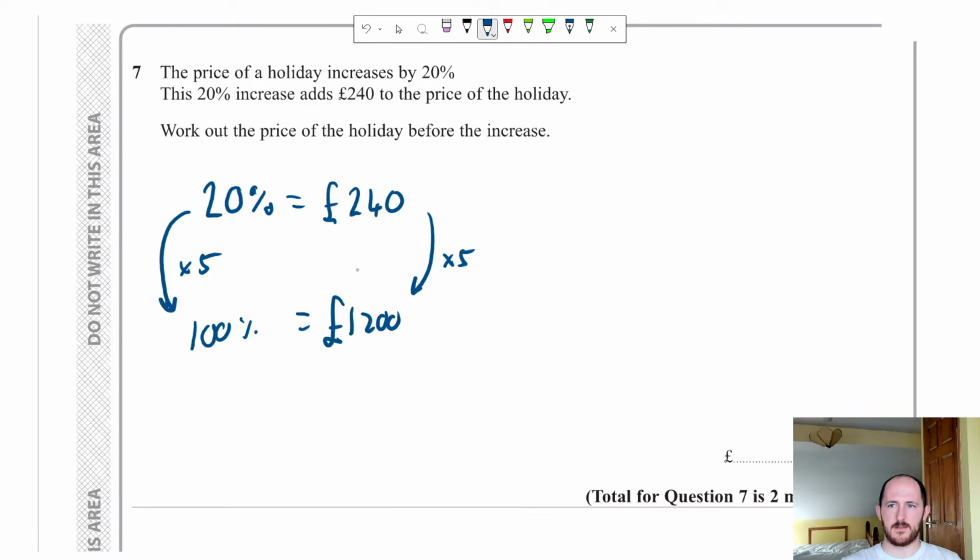But again, this first step is where people made mistakes, okay? Read the question very, very carefully when you do stuff like that. Because they said 120% equals £240, which is not correct.